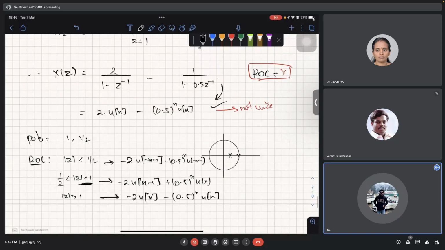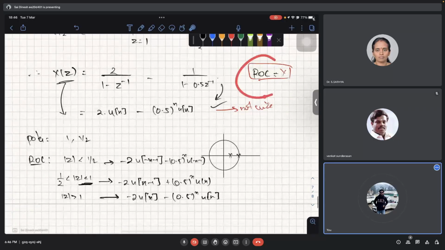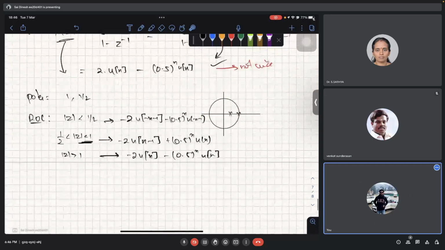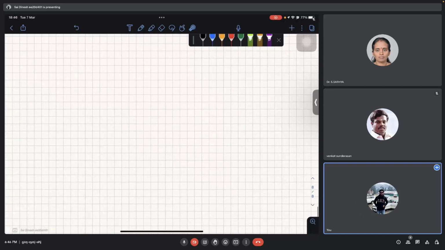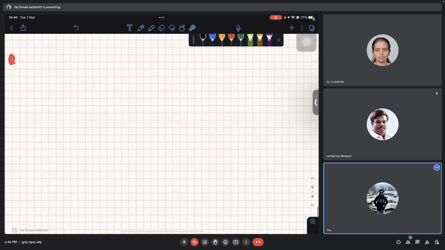So whenever you have an X(z), you cannot directly write x of n. ROC should be mentioned. ROC is a very important term. The z transform is meaningless without an ROC basically. Okay, clear? Okay. So now let's do the assignment question 7.